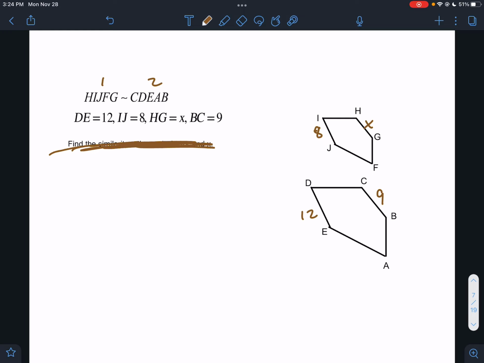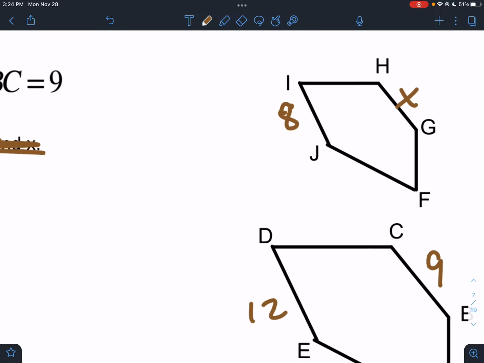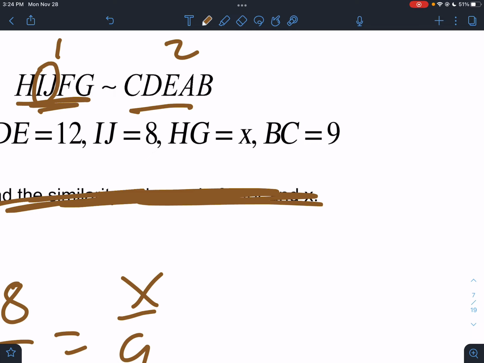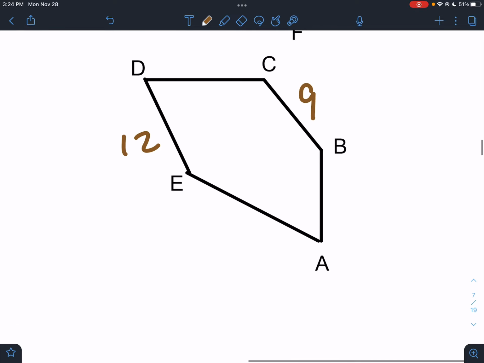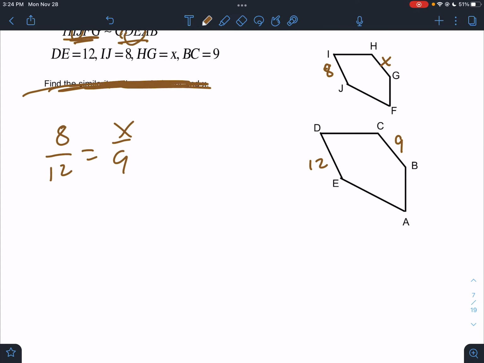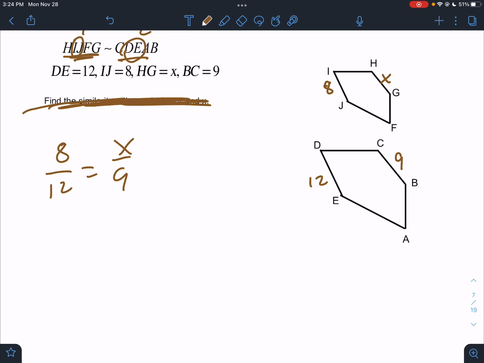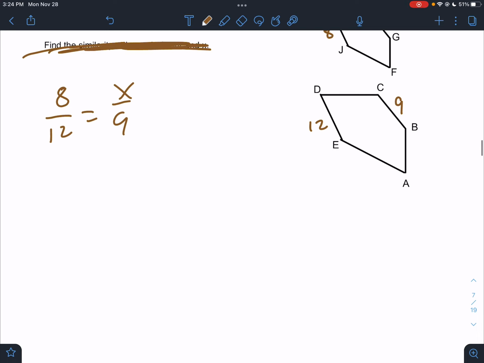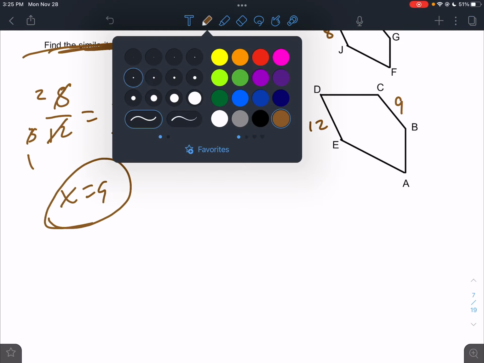Most people look at this and they're like, okay, I can do left over left equals right over right, and they're correct. Make sure you follow up with the name. Like that's IJ. Look at the name. What does IJ go with? DE. It has to be in the correct spots in the name, and it is. So then you could reduce this. That would be 2/3. You can reduce the 3 and the 9. That would be 1/3. And you'd get x equals 9. And that's correct, and you're done. As long as you can do that, I'm happy.